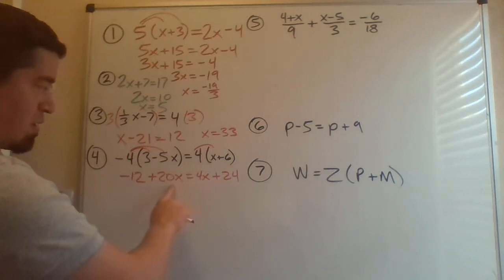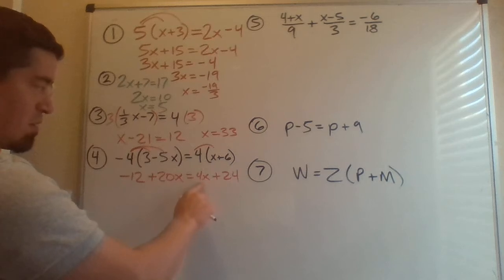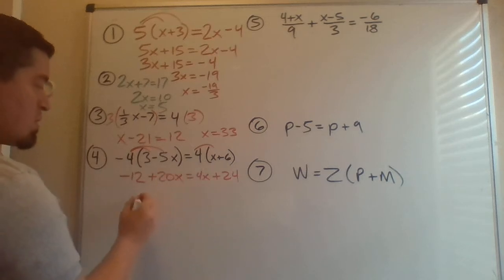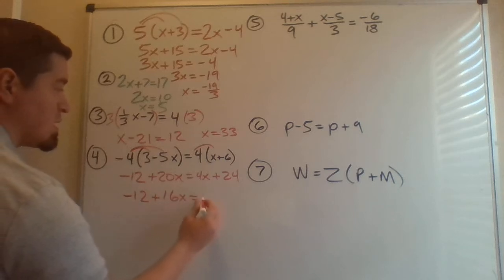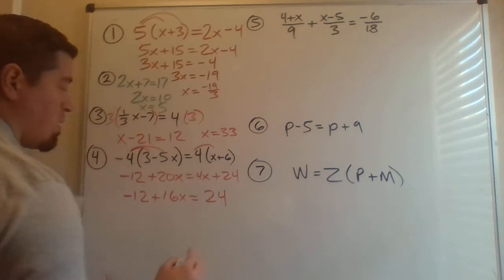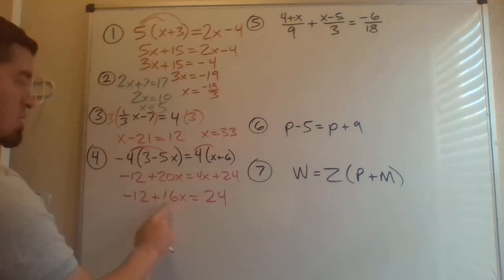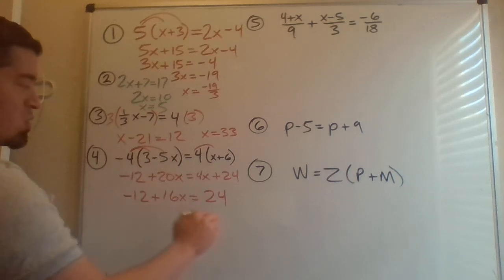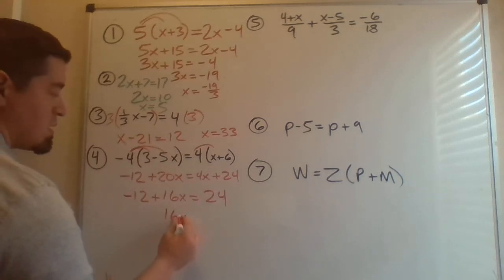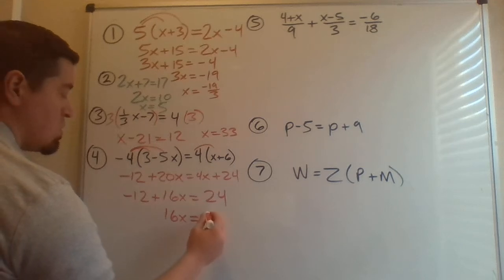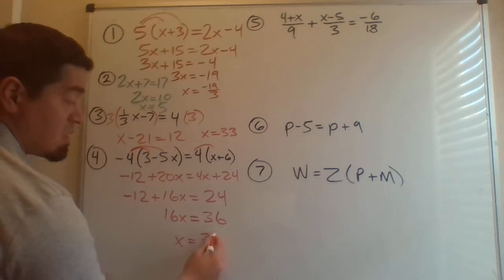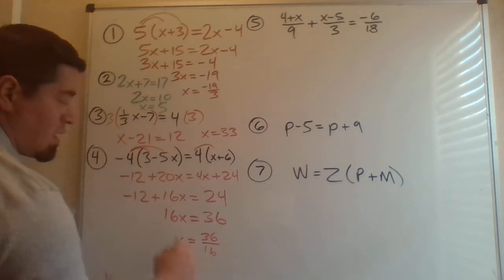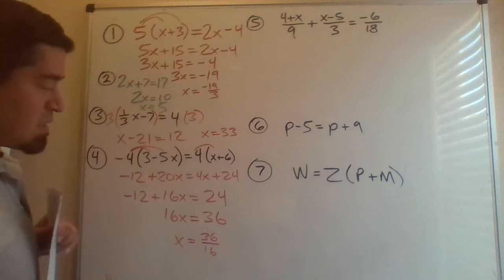Again, look for the smaller of the x's. I'm going to work with this one, subtract 4x from both sides. I end up with 16x equals 24 plus negative 12. Then I want the x by itself, so I'm going to get rid of the minus 12 by adding 12 to both sides. I get 16x equals 24 plus 12, which is 36. And then I just have to divide by 16 so that I can get x by itself. Divide both sides by 16.